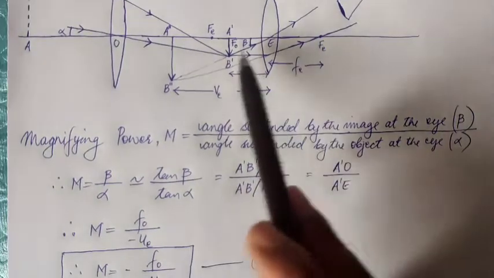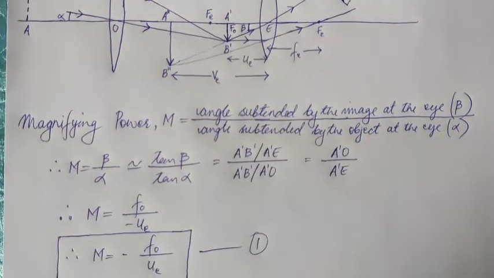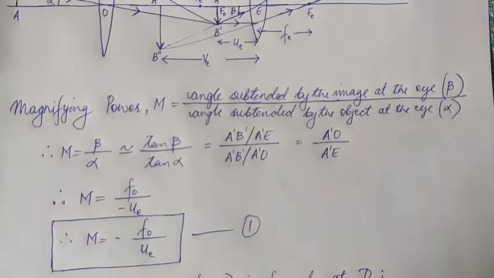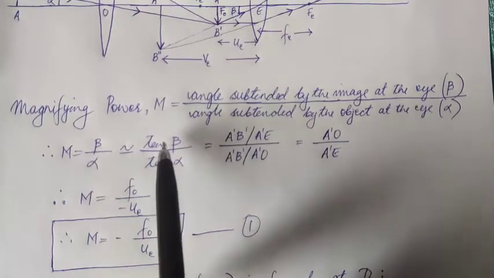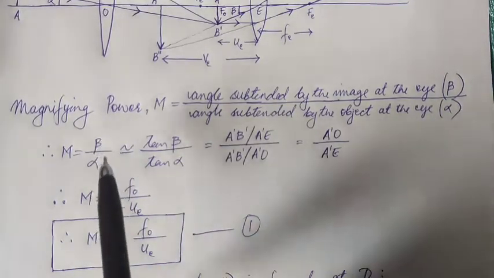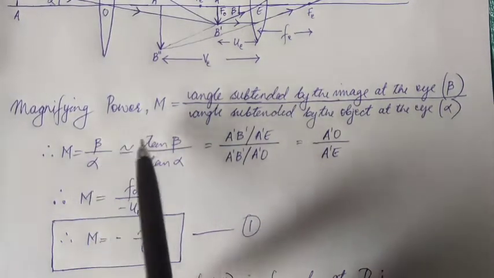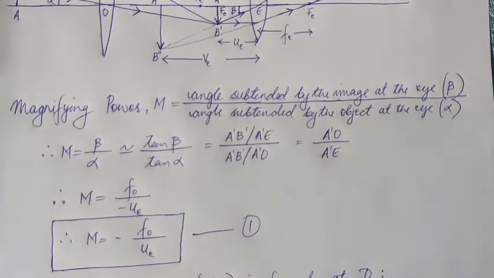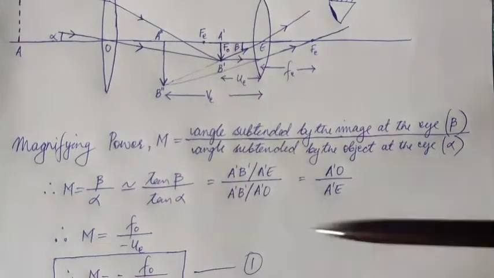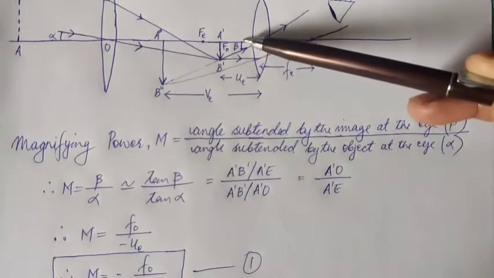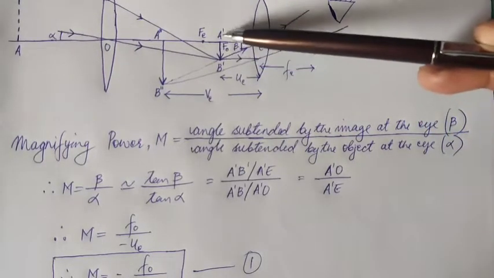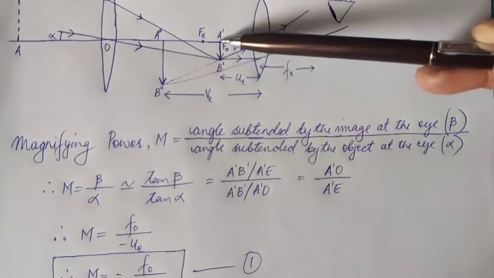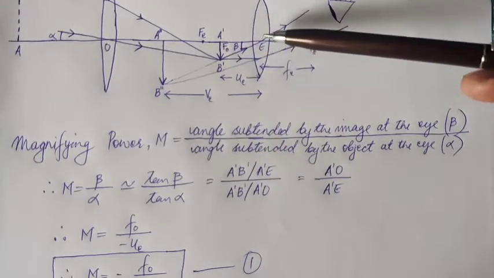Since beta and alpha are very small angles, the mathematics here is the same. So M is beta by alpha, which is almost equal to tan beta by tan alpha. Since beta and alpha are very small angles, instead of beta we write tan beta, instead of alpha, tan alpha. Now what is tan beta? Tan beta over here, you can see, is A dash B dash, the perpendicular, divided by the base A dash E.